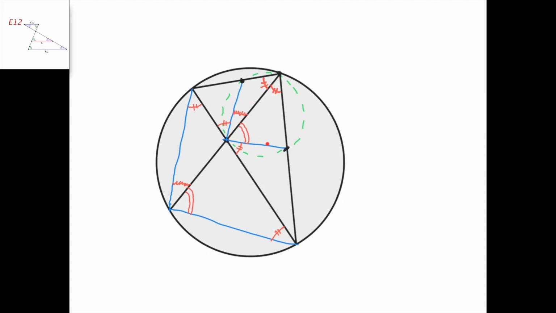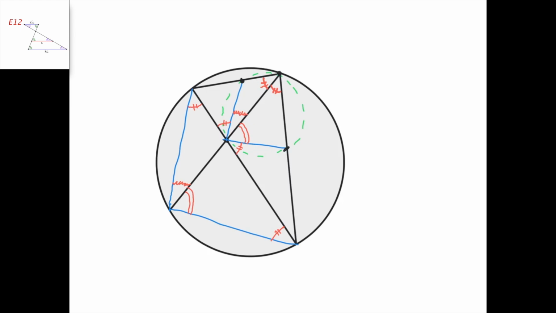We know that this triangle is similar to this triangle because of this line being parallel to this line. Therefore, there exists a homothety centered here that sends this point here to this point here. And so it sends this line to this line. And therefore, it sends the circumcircle of this triangle to the circumcircle of this triangle. Because it sends one triangle to the other, it must send the circumcircle of one to the circumcircle of the other.